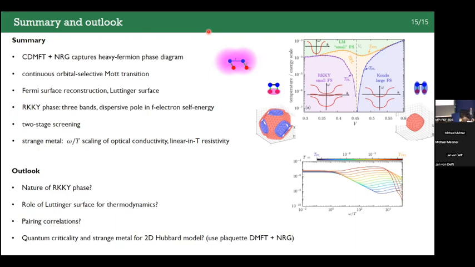And many other questions remain to be addressed. In particular, what's the nature of the RKKY phase? What is the role of the Luttinger surface for dynamics? And looking a little bit further ahead, what about pairing correlations, or doing similar studies for example for the 2D Hubbard model?